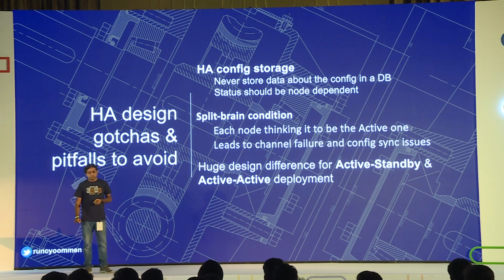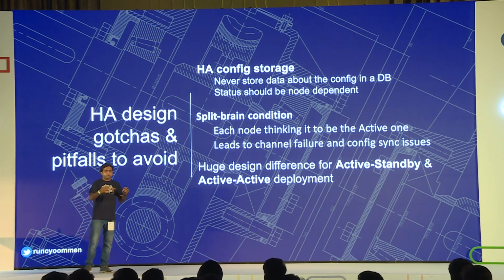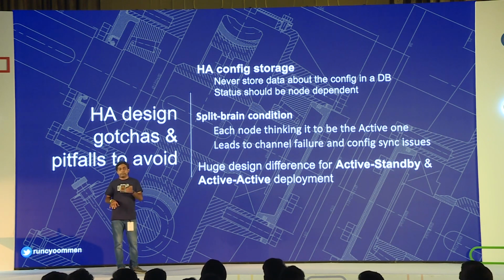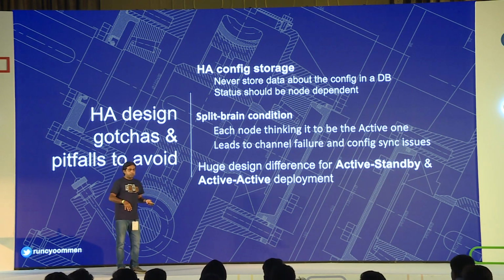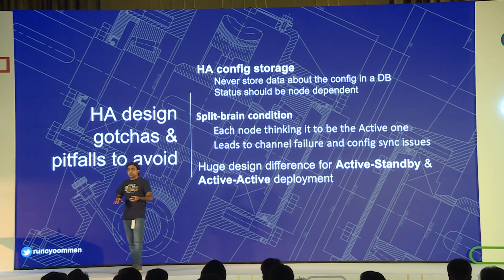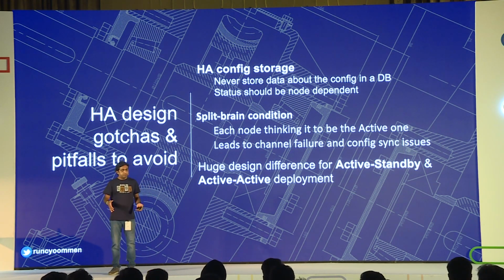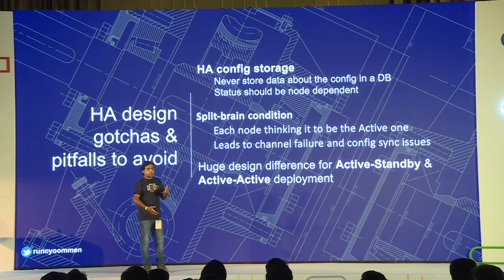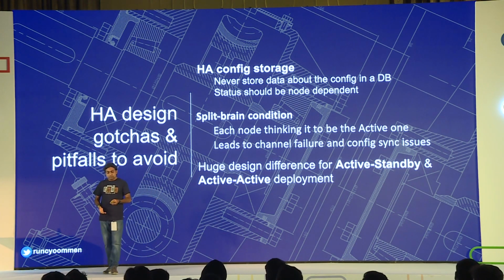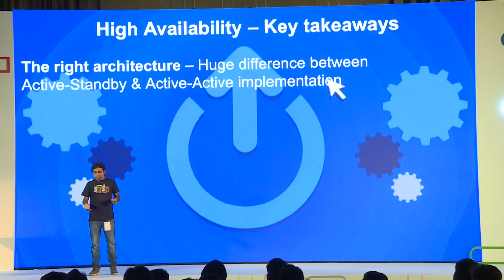And the third one, there's a huge design difference. Whatever example I've talked about right now was mostly active-passive. The second one is the active-active implementation, and it is completely different, because both the nodes are available, both the nodes are ready to serve the request. So whatever design you do for active-passive should be entirely different from what you do for an active-active scenario. So I guess that's it.